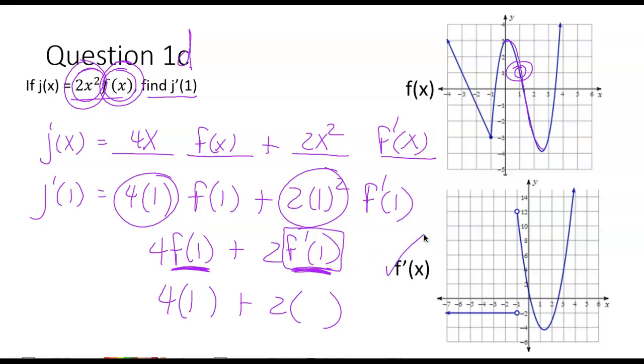So let's look at the f prime graph and find where x equals 1. That's right here. And according to that, our slope would be negative 4. Okay, so I have 4 minus 8 equals negative 4, and that's the end of that one.